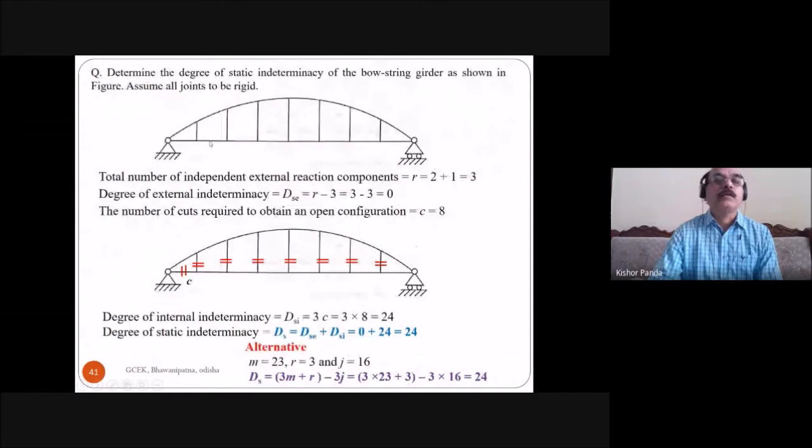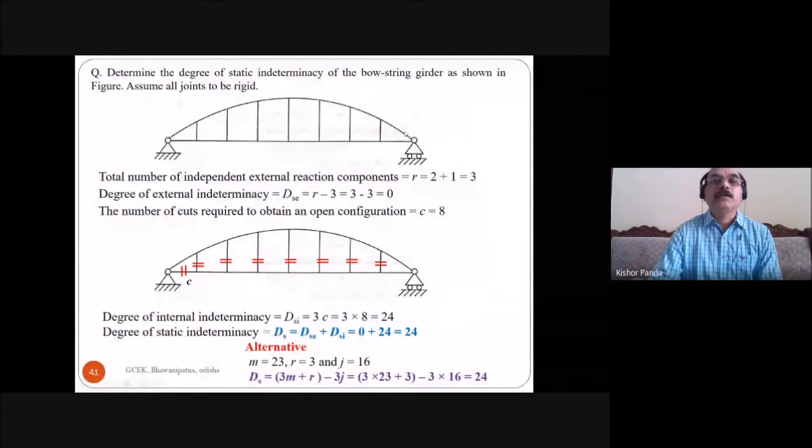Then coming to another example, we determine the degree of static indeterminacy of a bowstring girder as shown in the figure. Assume all joints are rigid. This is also a rigid jointed structure. Here also the same formula you have to apply.